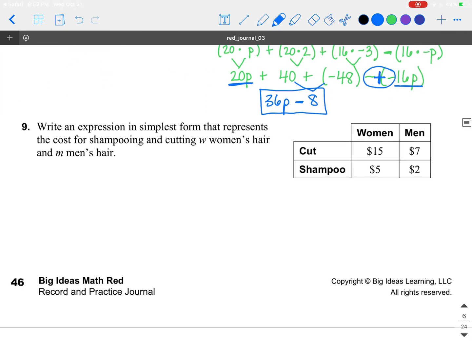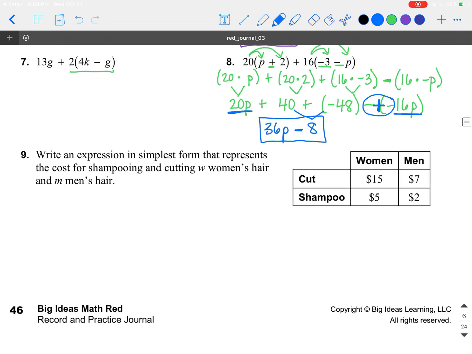I'm going to help you with one last one, just setting up number 9, because this is one you are assigned. So it says, write an expression in simplest form that represents the cost for shampooing and cutting W, women's hair, and M, men's hair. So it's giving you a variable to represent each. So as we see over there, it's going to cost $15 to cut a woman's hair. So I'm going to say 15W. And then it's going to cost 5 to shampoo a woman's hair. So I'm going to do 5W. And then we're going to add $7 to cut a man's hair, so 7M. And then $2 to shampoo a man's hair, 2M.